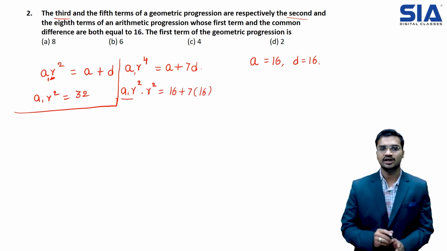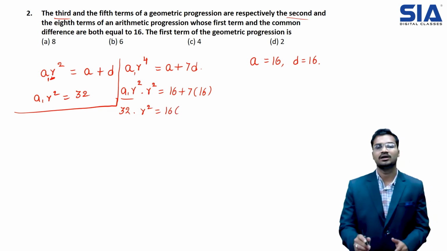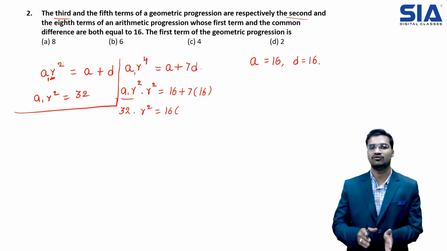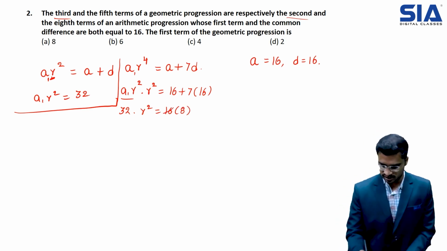So we know the a1 r square value. A1 r square is 32. Into r square is 16 into, let us take the number 16 common, then I'm left with 1 plus 7. 16 into 1 plus 7 is 8. 16 into 8. So 16 ones, 16 2s are 32. 2 1s are 2, 4 s are 8. So r square here is what? R square is 4. Then the value of r is 2. So common ratio is 2.